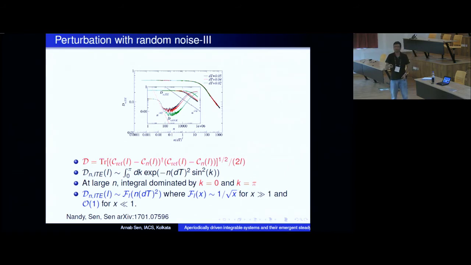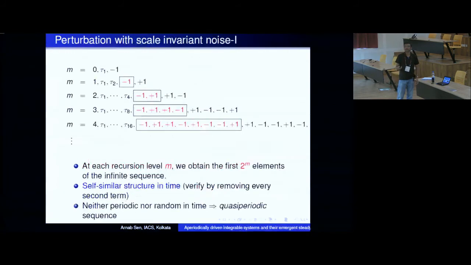So this is the story for noise, like an aperiodic function, which is built up from a periodic function plus random noise in time. Now we come to the case of the scale invariant noise. So now I need to take this sequence not to be a random sequence. This is now a sequence called the Thue-Morse sequence. So let's just study what this sequence is.